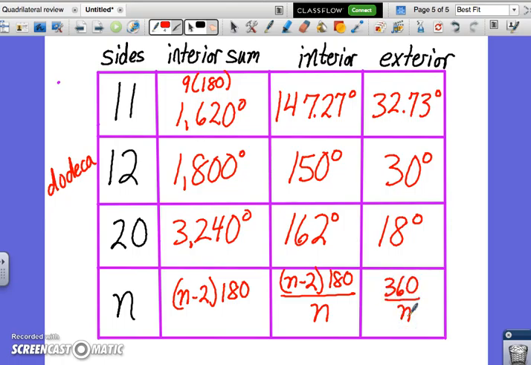So hopefully that clears up everything for polygons. Remember, we should be able to characterize them by their diagonals as either convex or concave. You should also know them by name according to the number of sides, and be able to find the sum of the interior angles, one interior angle, and one exterior angle for any regular polygon. All right, hope this helps, and we will see you back in class.